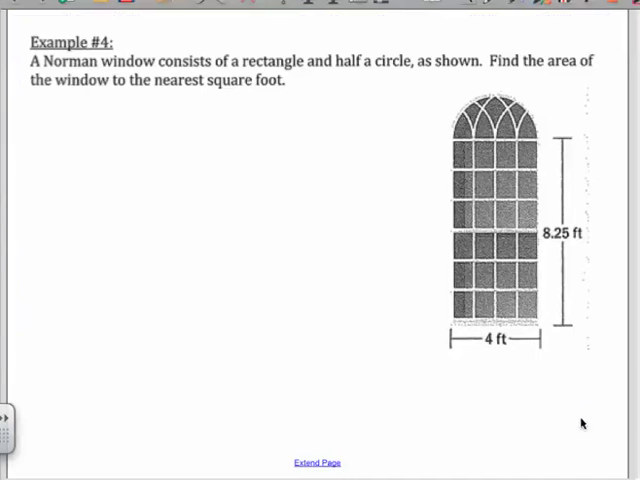Okay, guys, example number 4 here says a Norman window. Guys, get used to it. Mathematicians love this. They love it just because it's a rectangle and a circle. That's why they always talk about the Norman window.